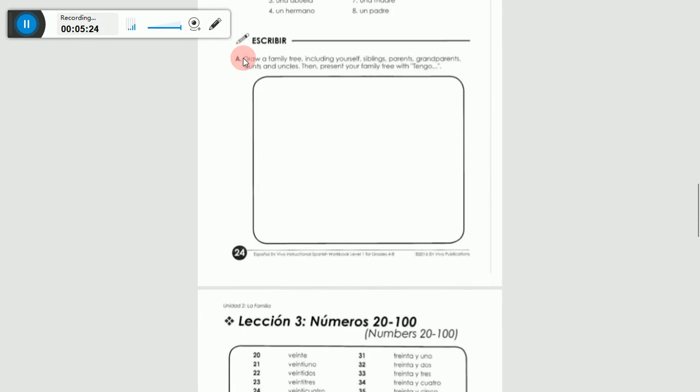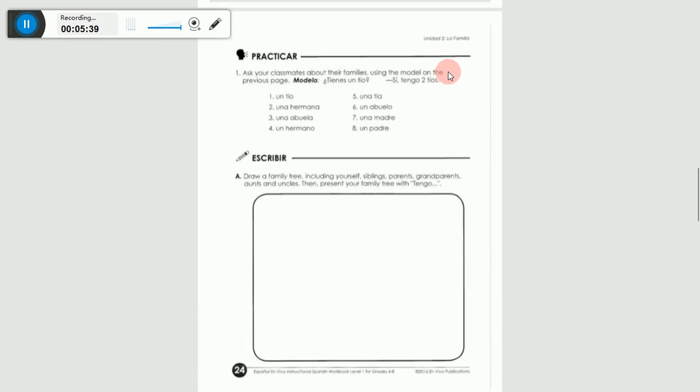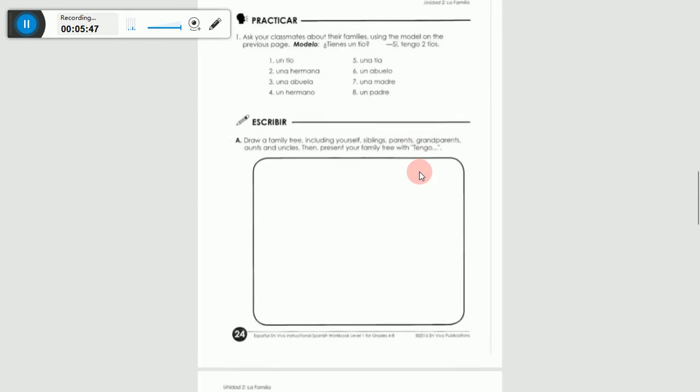Right, during this section, you will draw a family tree, including yourself, any siblings, parents, grandparents, aunts, and uncles. And then present your family tree with tengo. Okay, so you're going to use that phrase again. Tengo un abuelo y una abuela. I have a grandmother and a grandfather.